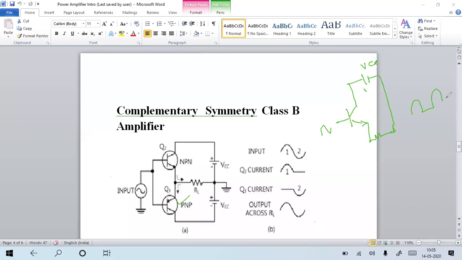The same way, but I want to get the complete cycle with the help of cutoff mode operation. So what I will do, I will connect one more transistor. That transistor is called the complement of this first transistor. That means I'm using the PNP transistor. This is the NPN transistor, and I'm going to use a PNP. Like this, current is coming from that. This is the collector terminal of the PNP transistor.